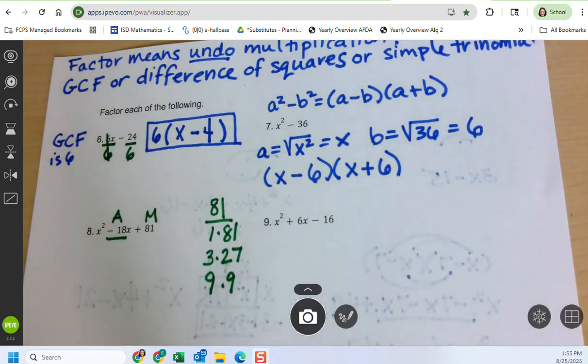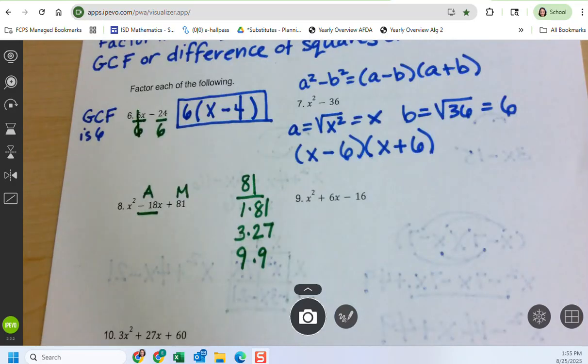3 and 27? 9 and 9 is getting close, right? Because what's 9 plus 9? It's 18, but I need negative 18. A negative and a positive, let's see. I think you're thinking on the right track. A negative times a positive, though, will give us a negative 81, right?